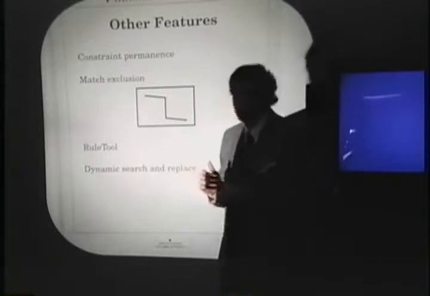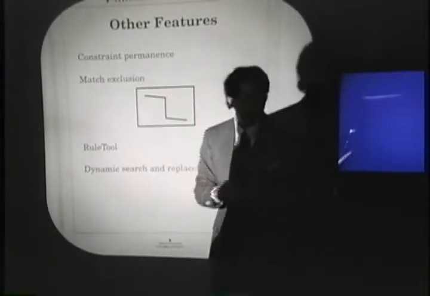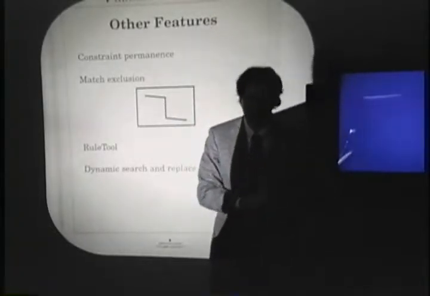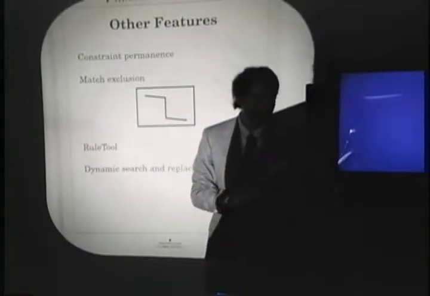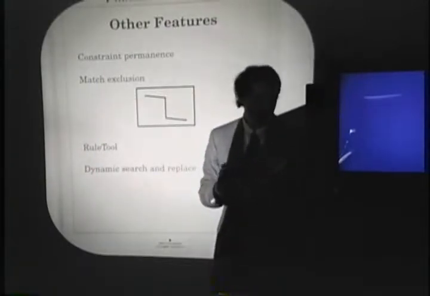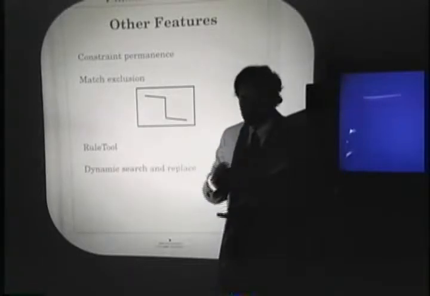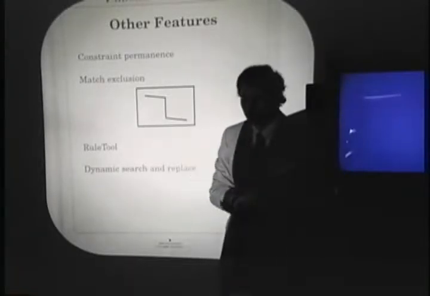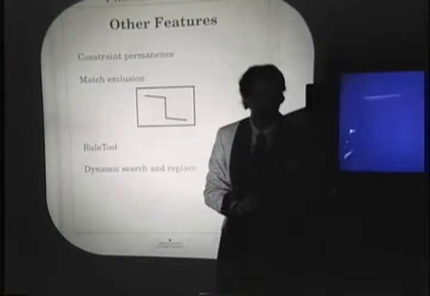If dynamic search and replace is turned on, for example, and we add a line to the scene that's nearly tangent to the circle, and we have the rule we defined earlier activated, then both of these objects become highlighted, and the system asks, do you want to apply the rule, make nearly tangent line to circle completely tangent?